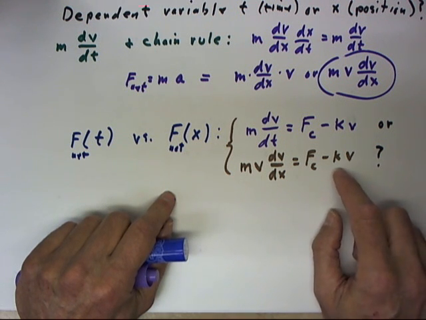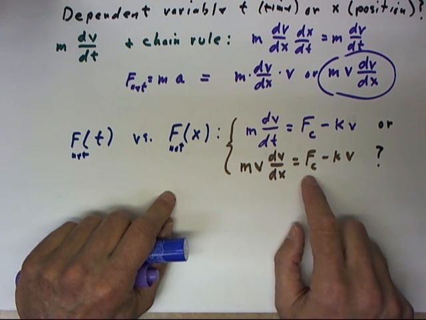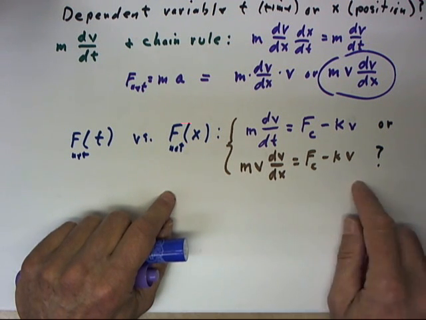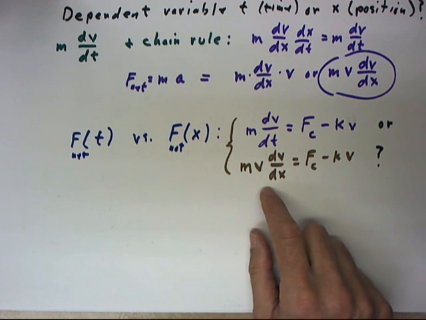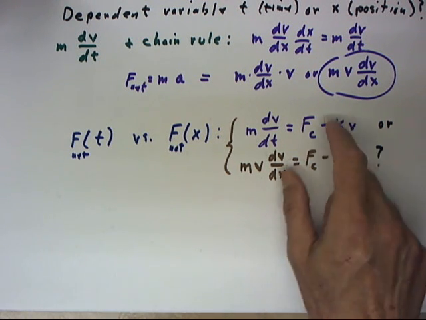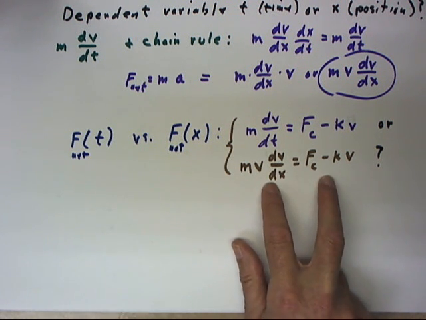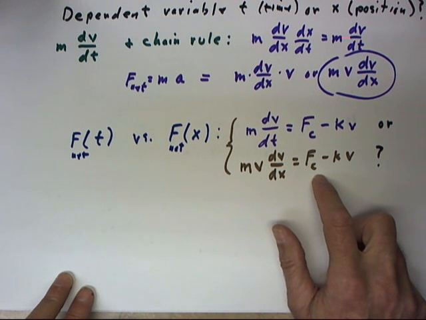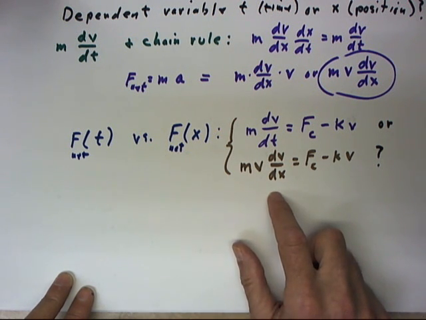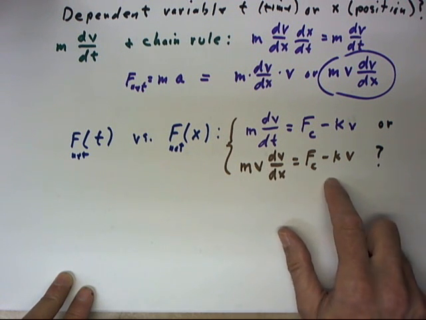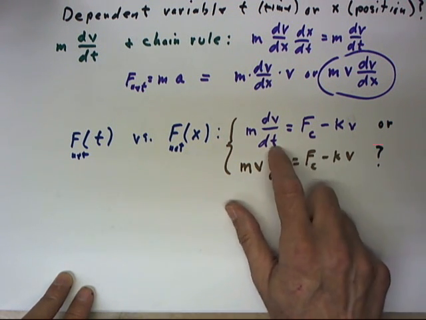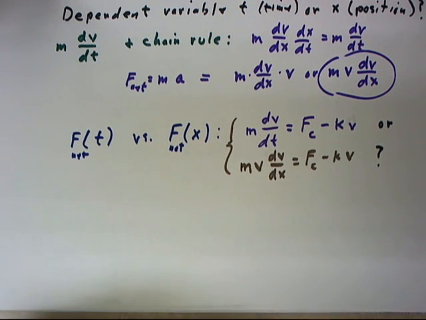Alternatively, if the drag force is somehow still proportional to the velocity, but our f is a function of position, then we might want to solve the equation in this form. I'll say if the equation was in this form where this force is constant, then this equation is easily separable, and we can get velocity as a function of x. If we use this, we can get the velocity as a function of t, and we'll look at some examples.